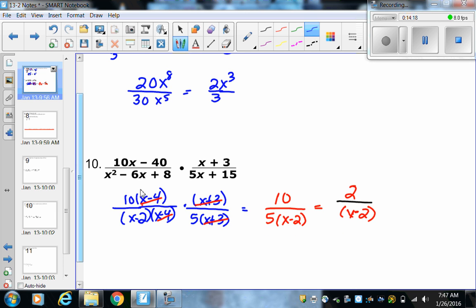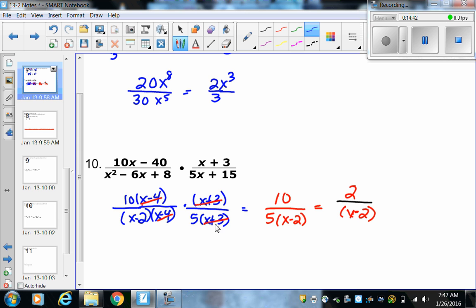Example 10, factor the tops, or the numerators. You have 10 parentheses x minus 4 for the top of the first one, the numerator. Then the denominator, you would factor to x minus 2 and x minus 4. The numerator of the second one does not factor. The denominator of the second one would factor to 5 parentheses x plus 3.